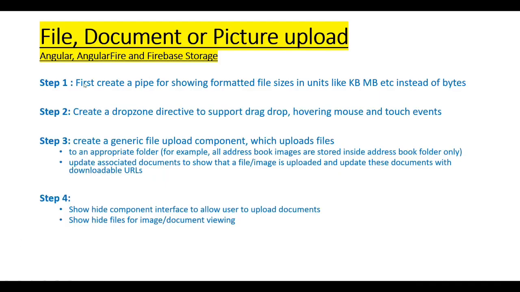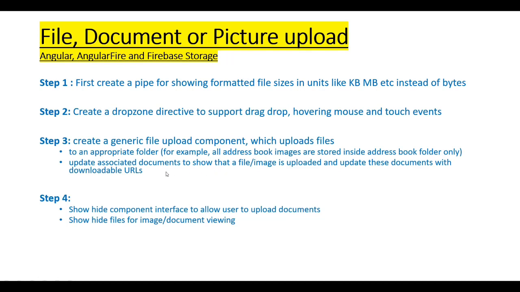Now, let's recap what we are trying to do. In the first step, we want to create a file size pipe. Sometimes, for example, you have a file size shown in bytes and you want to show it in megabytes or kilobytes, those kinds of things. That's the reason we have created a file size pipe. Second, I want to create a directive. A directive helps you support drag and drop and mouse over, those kinds of events.